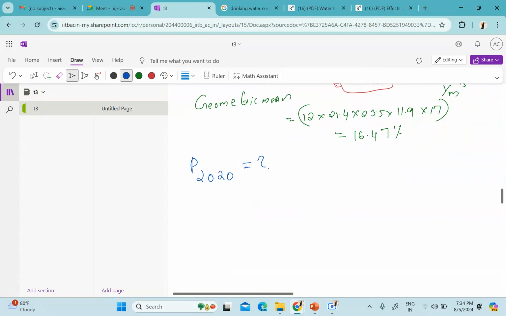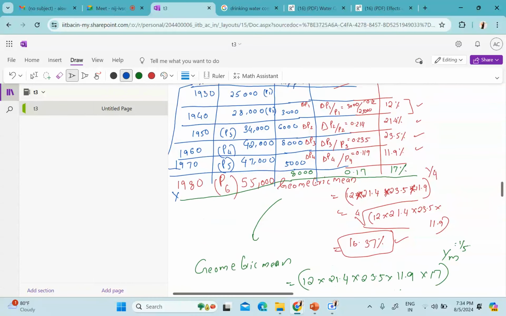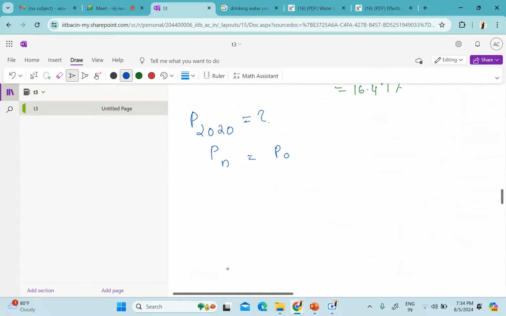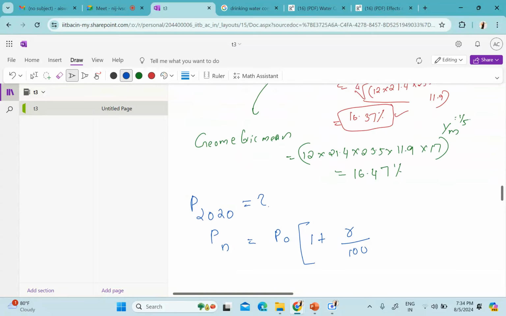How do we calculate? The formula is: the population at nth year is equal to the initial population, which here you can consider as 1970 population, into 1 plus r divided by 100, then the whole raised to n. This r value is the geometric mean value which we calculated here.